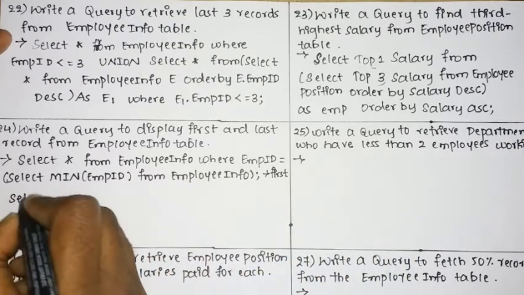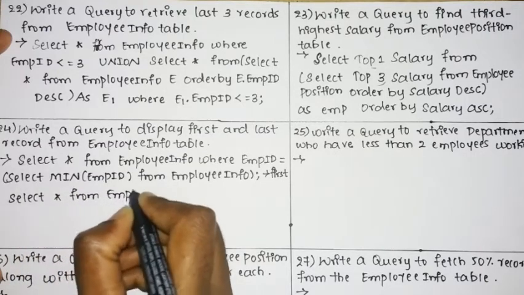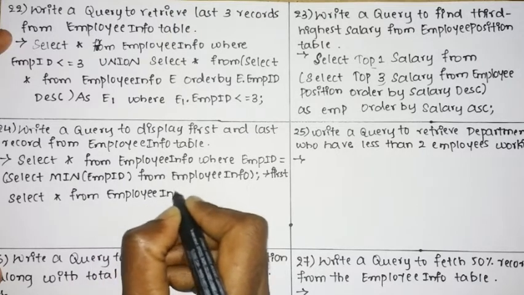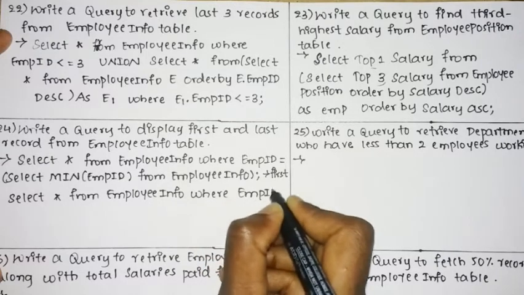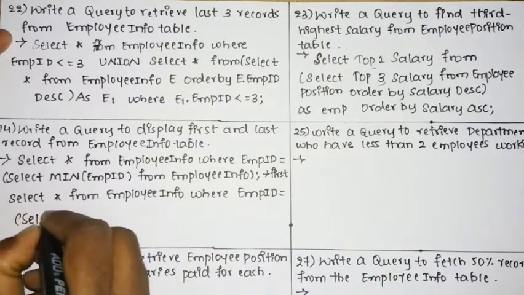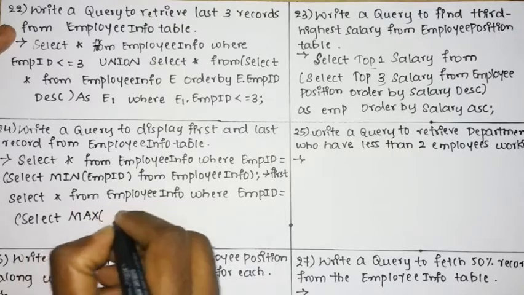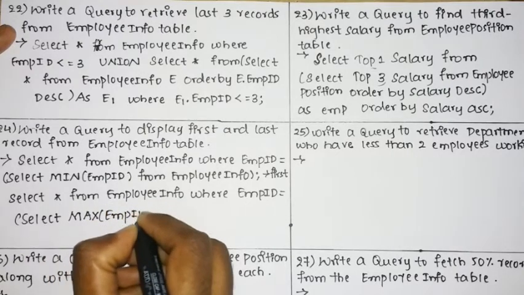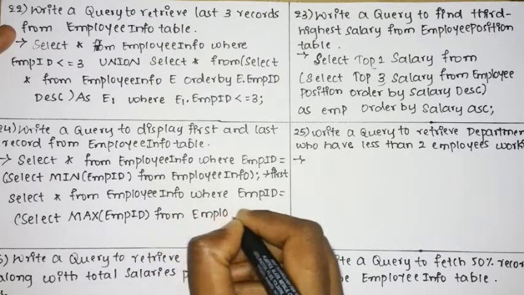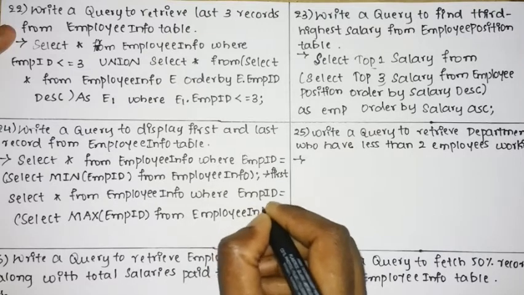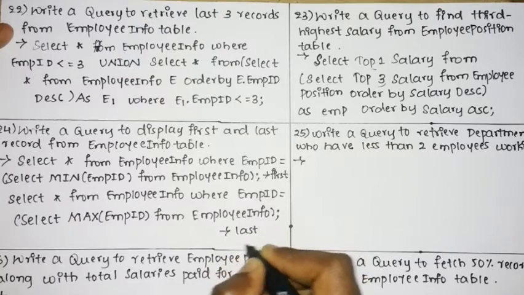So then after that you need the last record, means same you need to write select star from employee info where the employee ID should be equal to, you need to select the last. So select last one is the maximum of employee ID. So maximum of employee ID from the name of the table, which is employee info. So followed by semicolon. So this will retrieve the last record from the table.